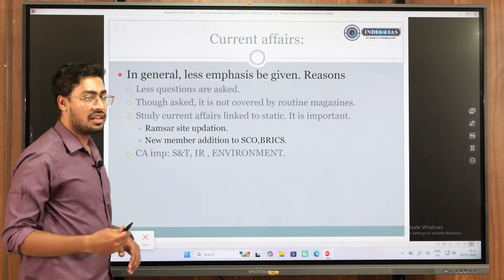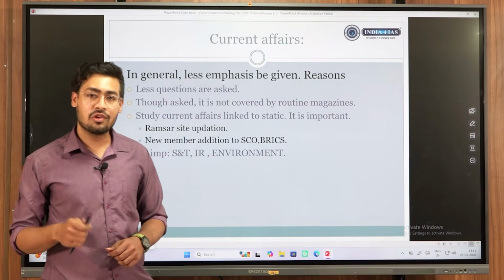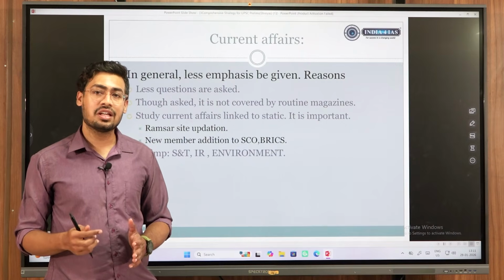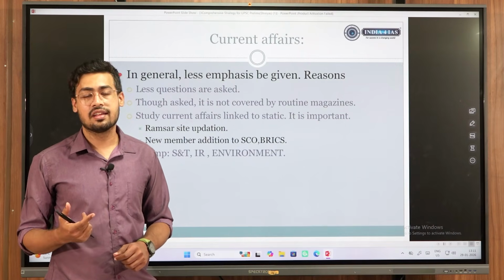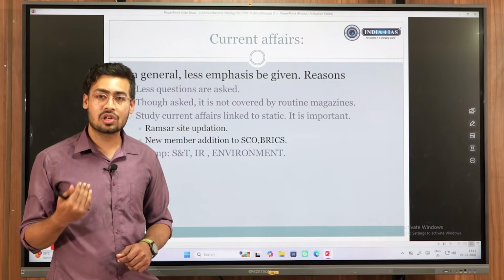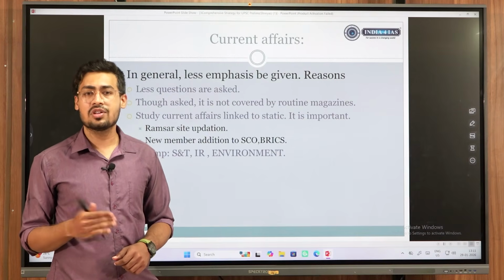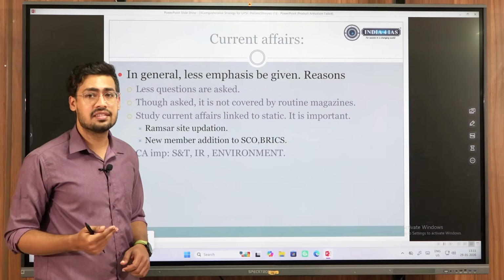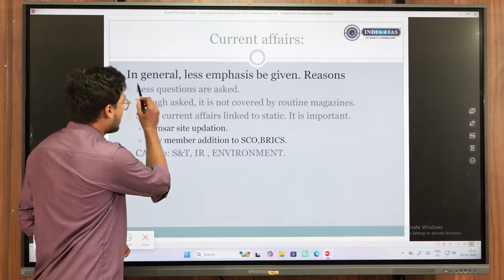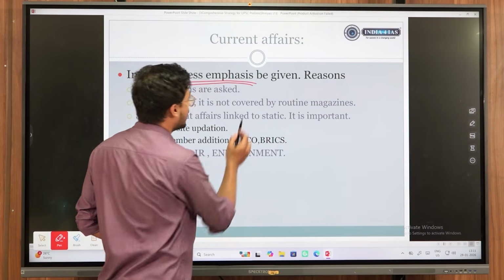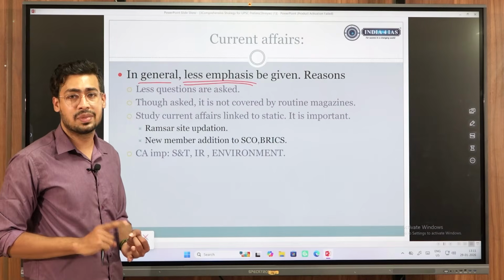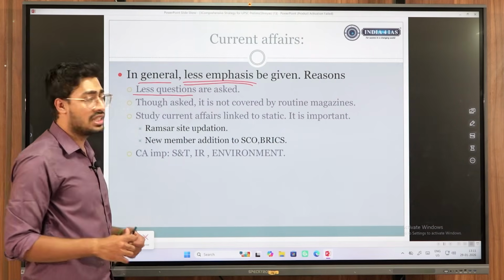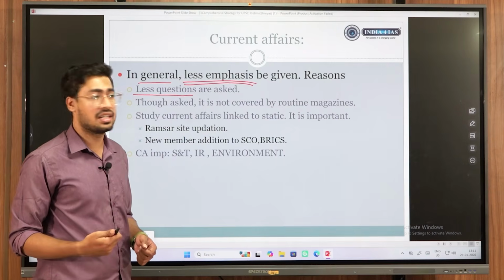Moving ahead, generally we know that re-revising, studying again the static becomes monotonous after some time, but current affairs brings fresh air. So aspirants tend to study more current affairs and focus less on the static, because static gets monotonous. But you need to realize that in general there is less emphasis given to current affairs both in prelims as well as mains. So since there are less number of questions asked, we need not dwell too much or too deep into the current affairs.